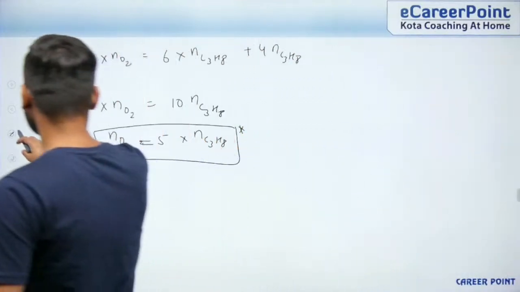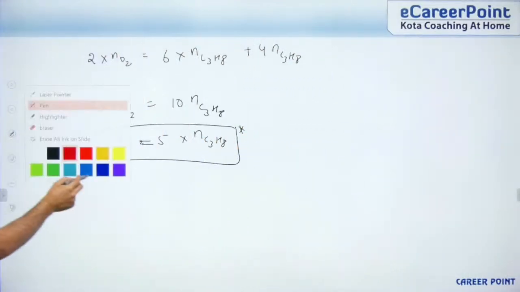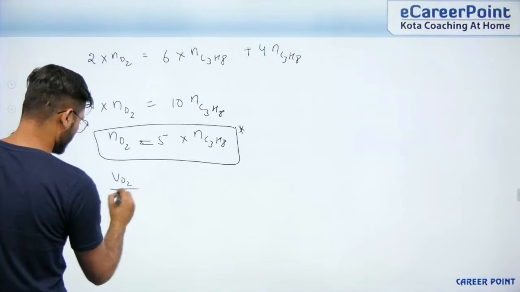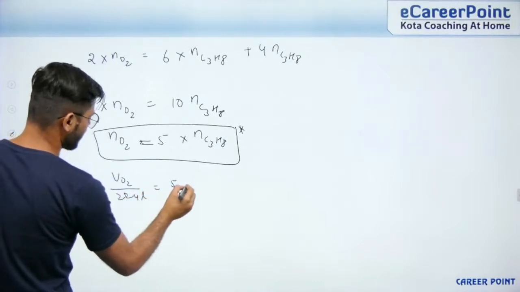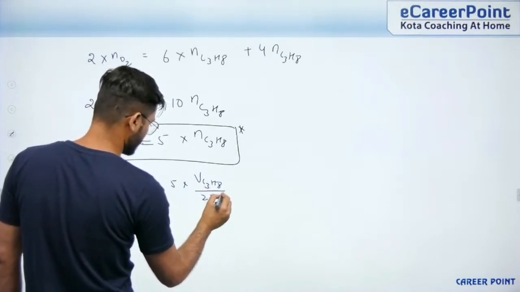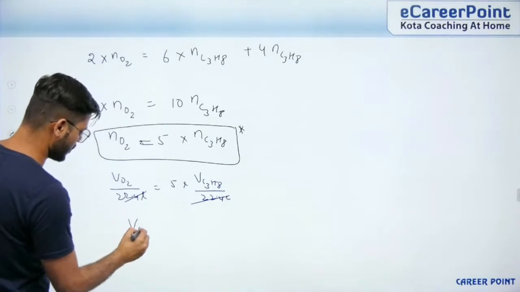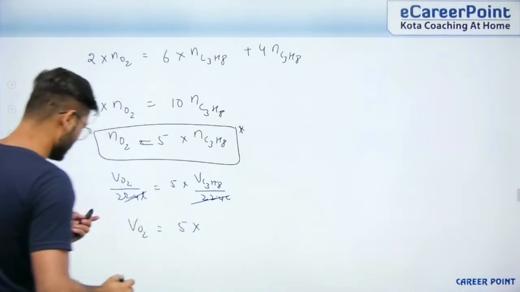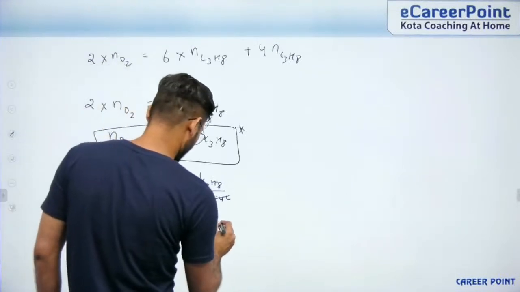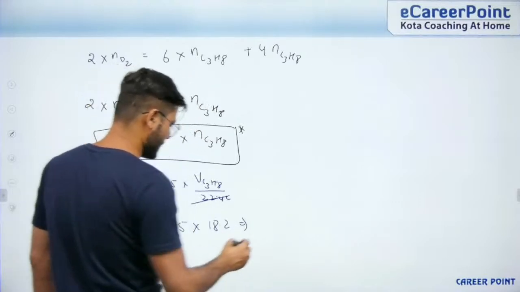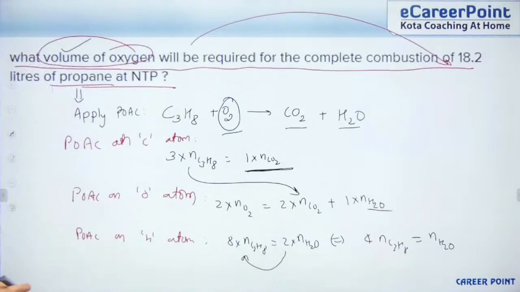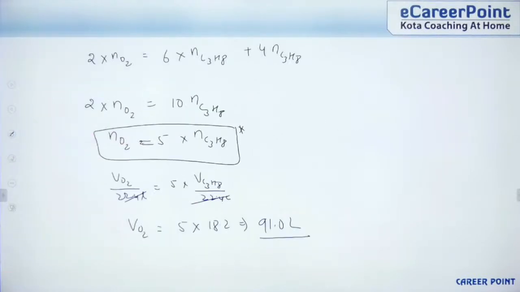Okay, so let's see what the answer is, what you need to do. So number of moles will be volume of oxygen upon 22.4 liter, equal to 5 into volume of C3H8 upon 22.4 liter. So this is going to be cancelled out. So volume of oxygen equal to 5 into volume of C3H8. So volume of C3H8 is 18.2, so this will be 91.0 liter. So this is the oxygen volume we required. We require 5 times of this.